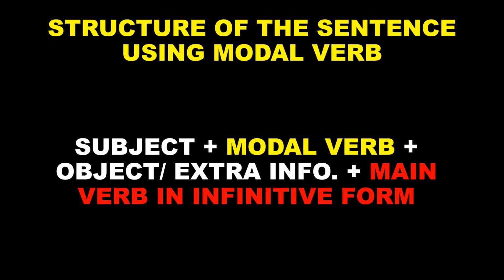Then comes the object or any extra information. And at the end of the sentence, you have to write the main verb or Hauptverb in infinitive form. Do not forget it. You don't need to conjugate the main verb. You just need to conjugate the modal verb. Okay, fine. So let's see some examples so that we can understand this sentence structure.